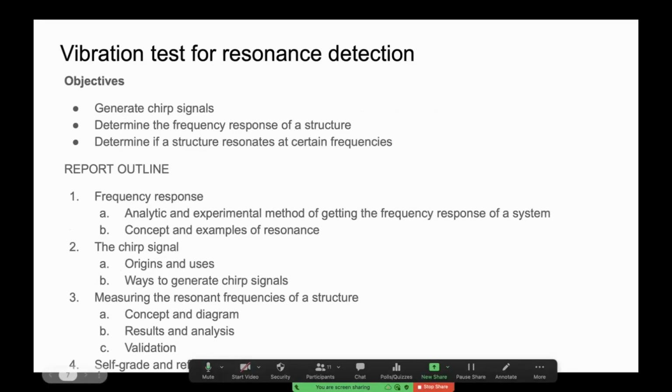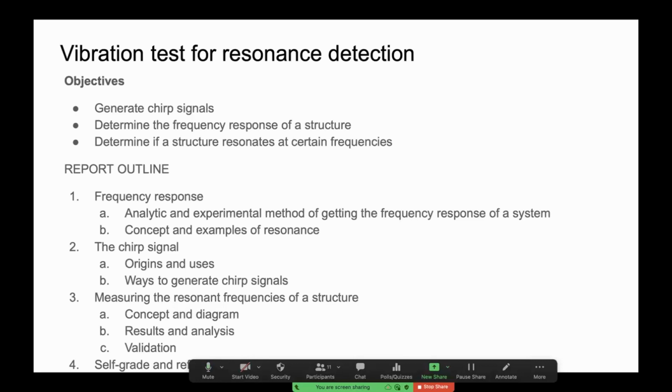The third experiment is on vibration test for resonance detection. So in here, the objectives are you should learn to generate chirp signals, determine the frequency response of any structure, and determine if a structure resonates at certain frequencies. So I'm teaching this because this is an important skill to have. If you want to work in the space industry, we usually look for resonance of satellites because when the rocket launches these satellites, we don't want the satellite to resonate and break apart. So we want to avoid its natural frequencies whenever possible.